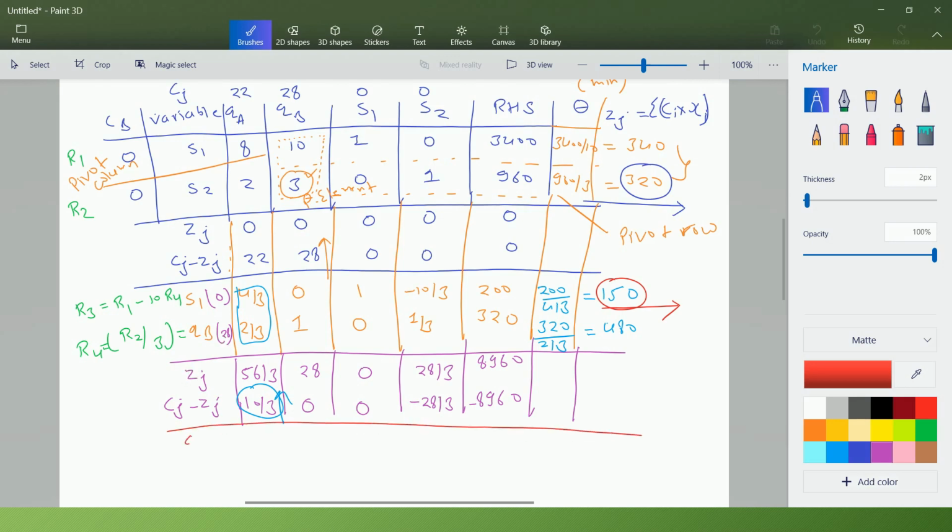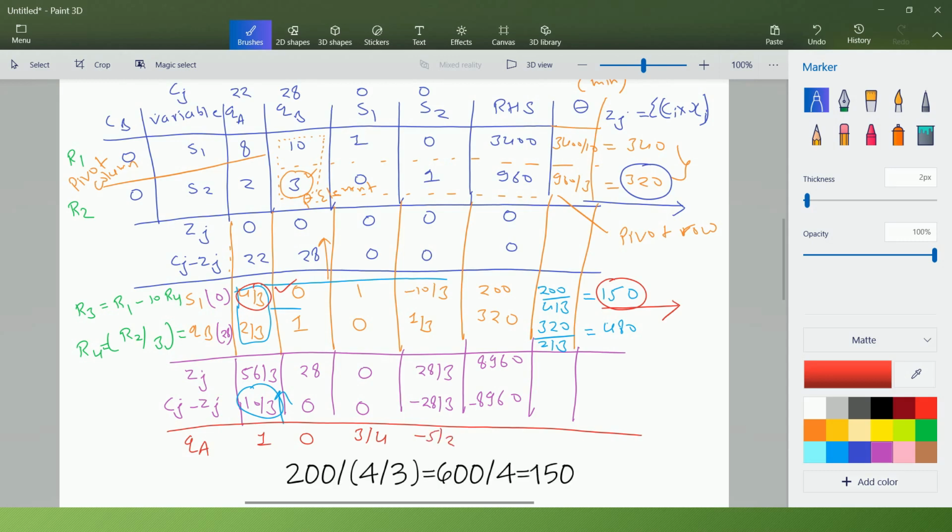We will write QA, and as this is our pivot row, this will be our pivot element. Pivot element is 4 by 3. So we will divide 4 by 3 in this row and we will write it here. This will be 1. 4 by 3 by 4 by 3 is 1. This will be 0. This will be 3 by 4. This will be 10 by 3 divided by 4 by 3 will be 10 by 4. So that will be 5 by 2. And this will be 150.